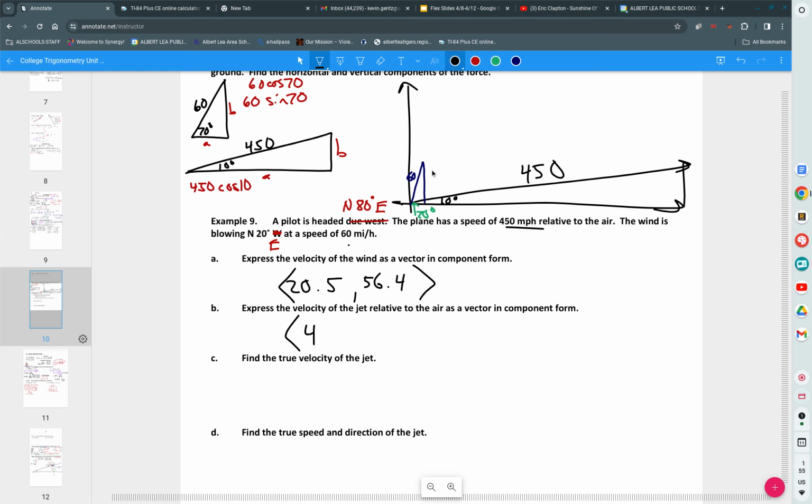443.16. So we'll go 443.2. And then the next one would be 450 times the sine of 10. That should be pretty small. 78.1.